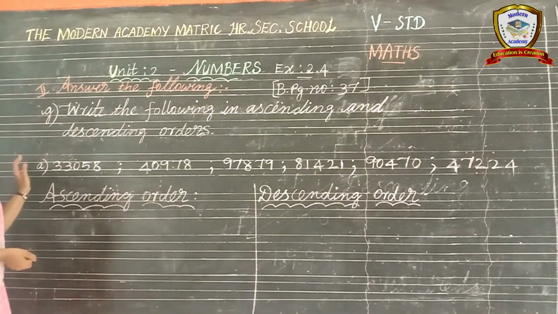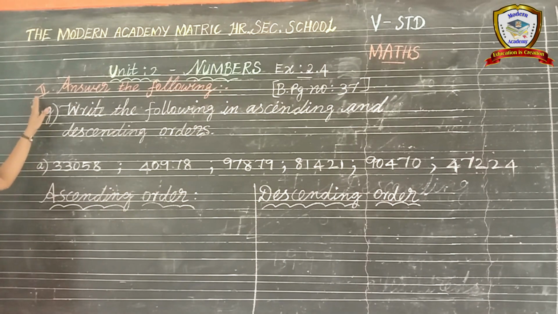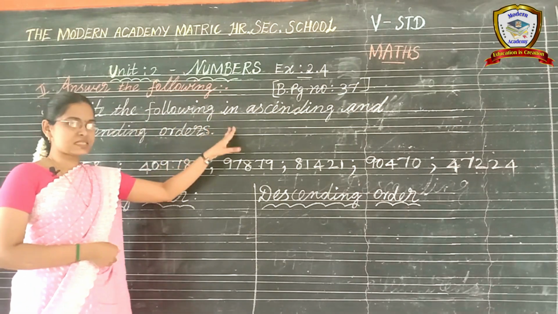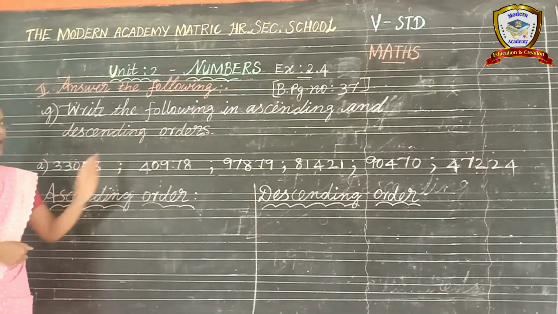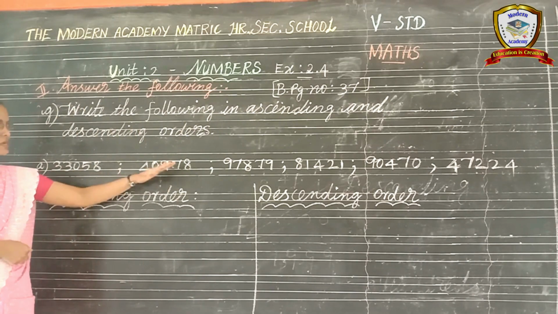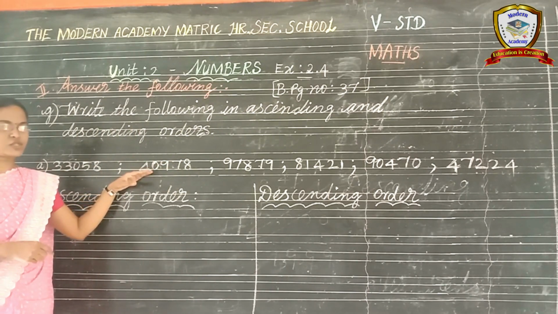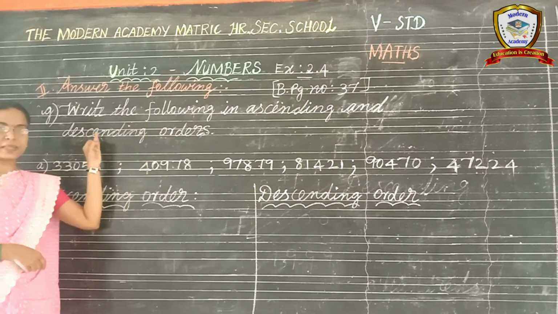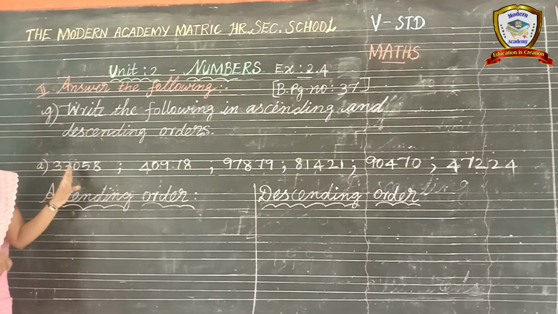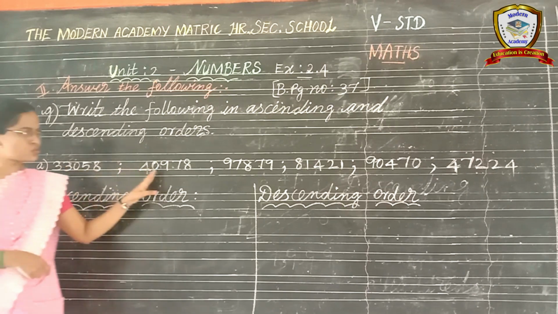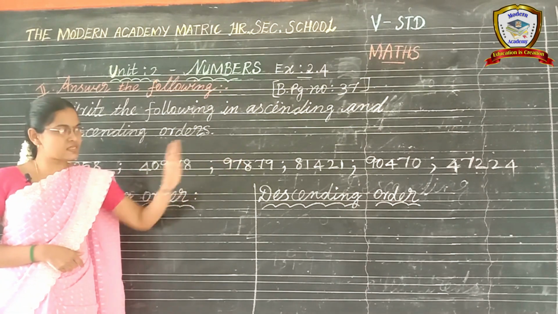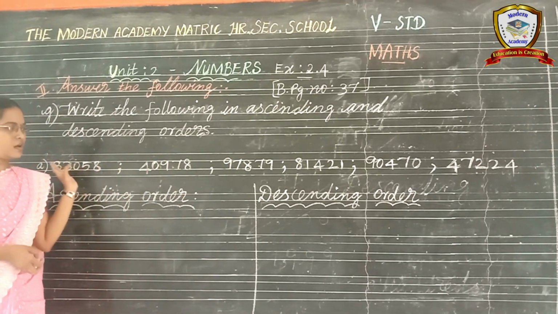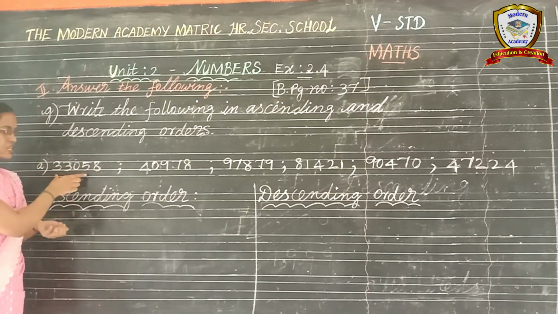Now we are going to see G sum. In second Roman G sum, listen. Write the following in ascending and descending orders. Here numbers are given. These numbers we have to arrange, first in ascending order, next in descending order. Here given 1, 2, 3, 4, 5, 6, six sets of numbers are given. Observe these numbers. What is the first number?